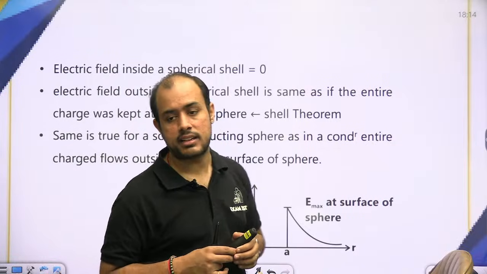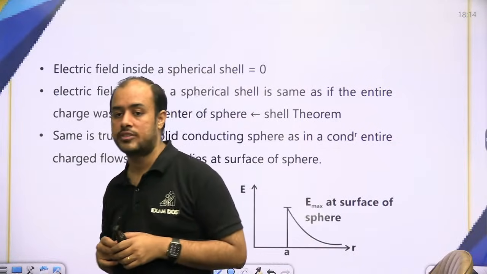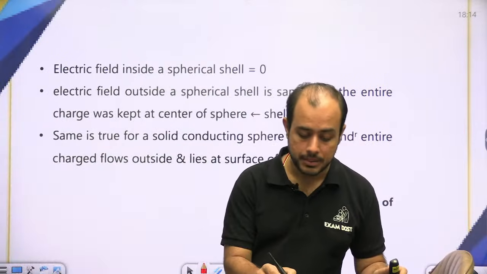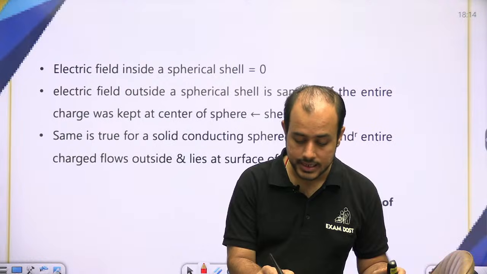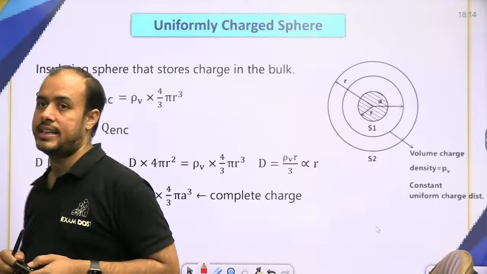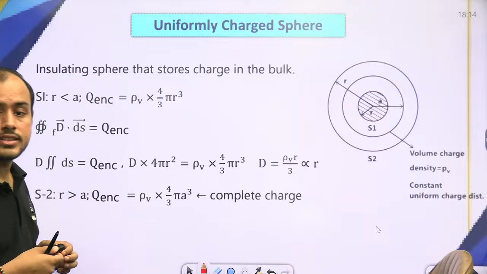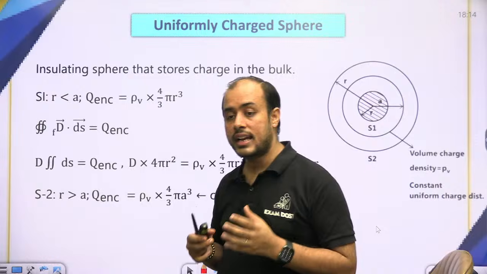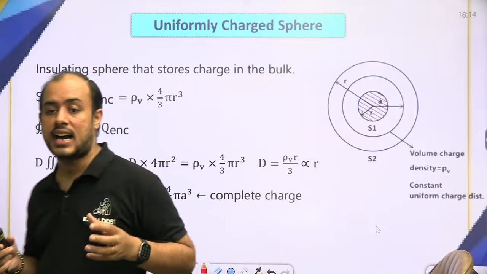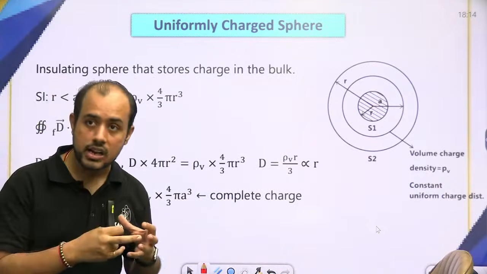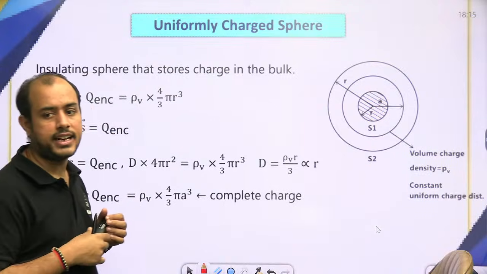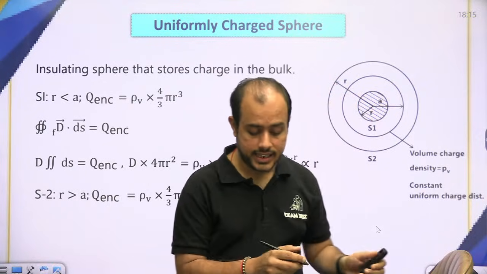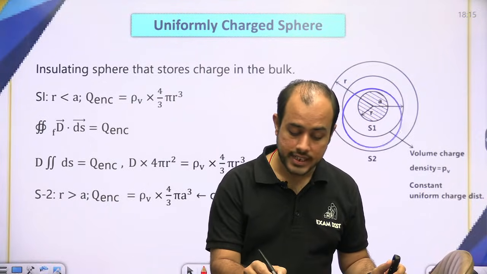So maximum electric field will occur at the surface of the sphere where the distance is minimum, so electric field is maximum. समझे? बाहर जाने पे 1 by r square के साथ vary करती है. Now when the sphere is uniformly charged, that means it is an insulating sphere. For an insulating sphere, it can keep the charge inside it in the bulk of the sphere. Again we are taking two Gaussian surface, r less than a, r greater than a. Inside the sphere, outside the sphere.